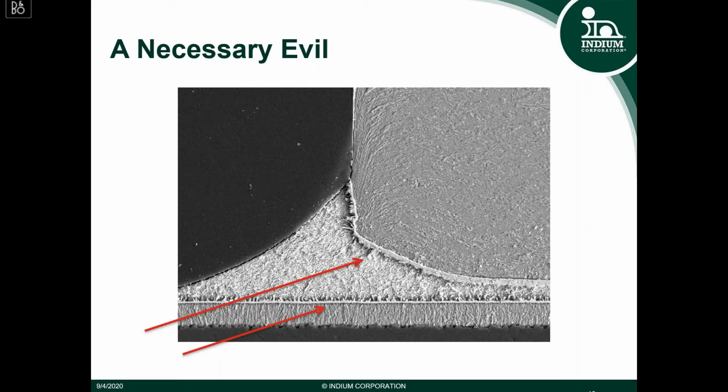I say that they're a necessary evil because they're necessary for a mechanical and electrical bond between the component and the board, or the solder and the board, or the solder and the component. And the reason why I say evil is because that is at the intermetallic boundary, that is where typical failures usually occur, because the intermetallic is the most brittle part of a solder joint.